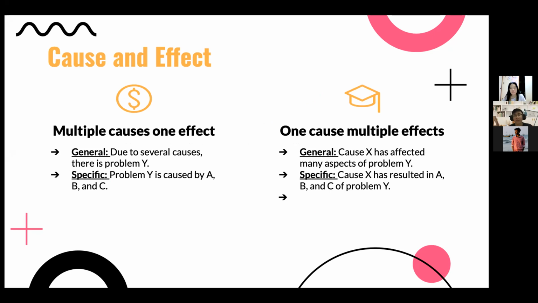Like we're showing here, for the specific type of problem, maybe cause X has resulted in A, B, and C. What we did was air pollution, right? So maybe air pollution has resulted in the increase in respiratory diseases, lung cancer, and something else, right? And in your body paragraphs, you would discuss them in greater length.